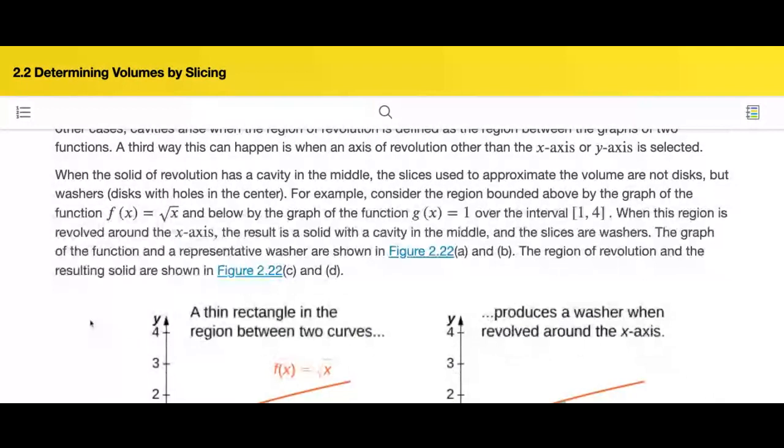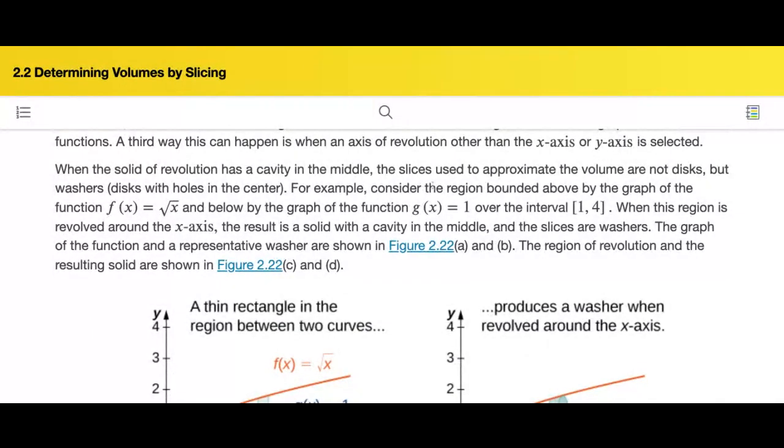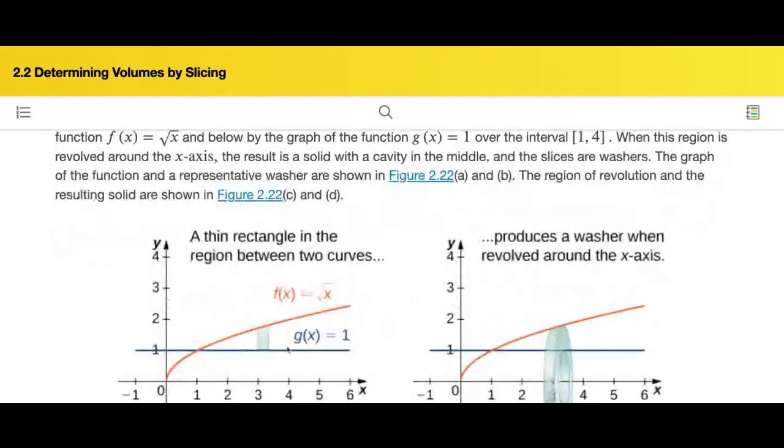So let's see this example. When the solid of revolution has a cavity in the middle, washers are used to approximate the volume, and not disks. For example, consider the region bounded above by the graph of square root of x and below by the graph of 1 over the interval 1 to 4. So like this, right? Two functions. We want to find the volume.